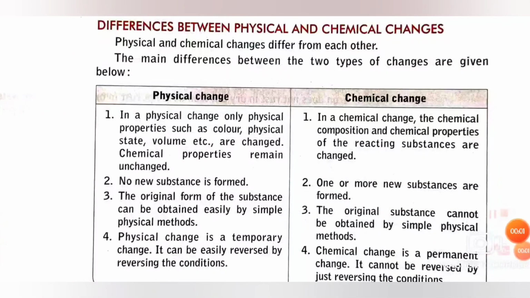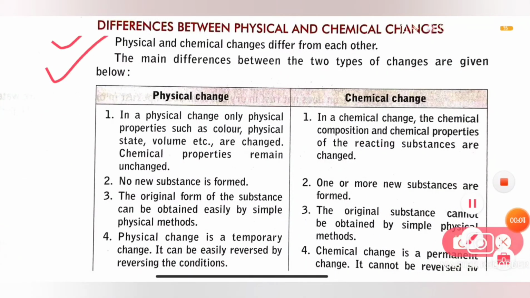Now here comes the difference between physical and chemical change, so you can obviously understand both of them and you can easily find the differences. The main difference is, no new substance is formed in physical change, whereas one or more new substances are formed in chemical change. Physical change is temporary and reversible, that means it can be easily reversed, but chemical change is not. It is a permanent change and we cannot reverse it.